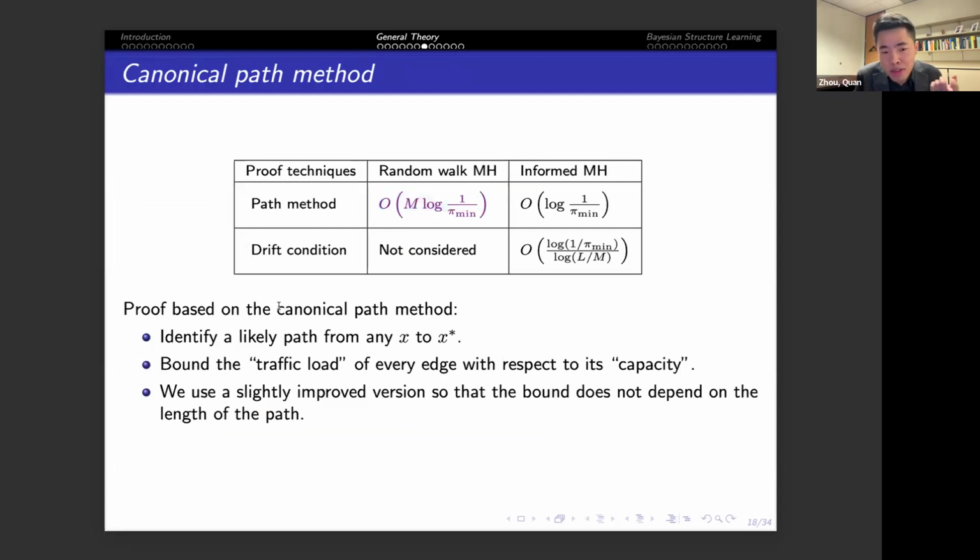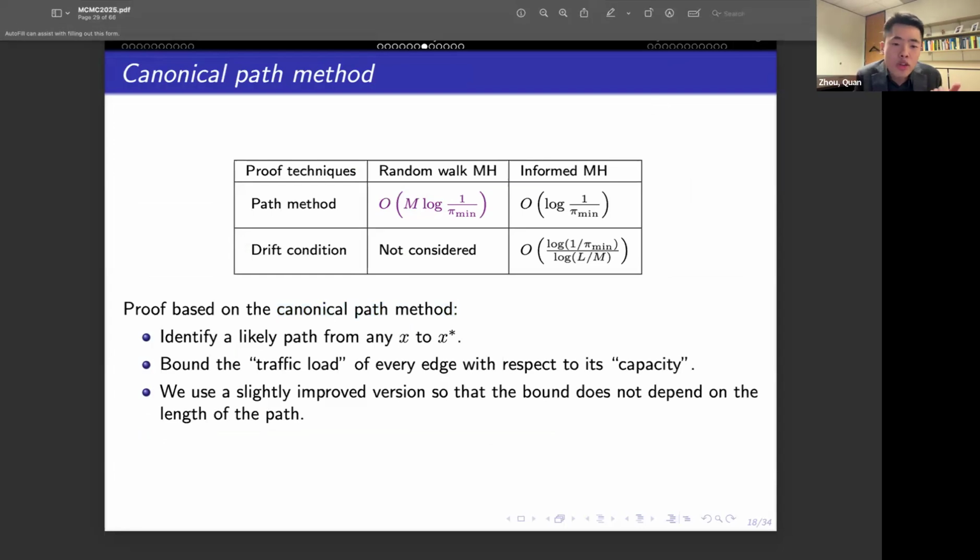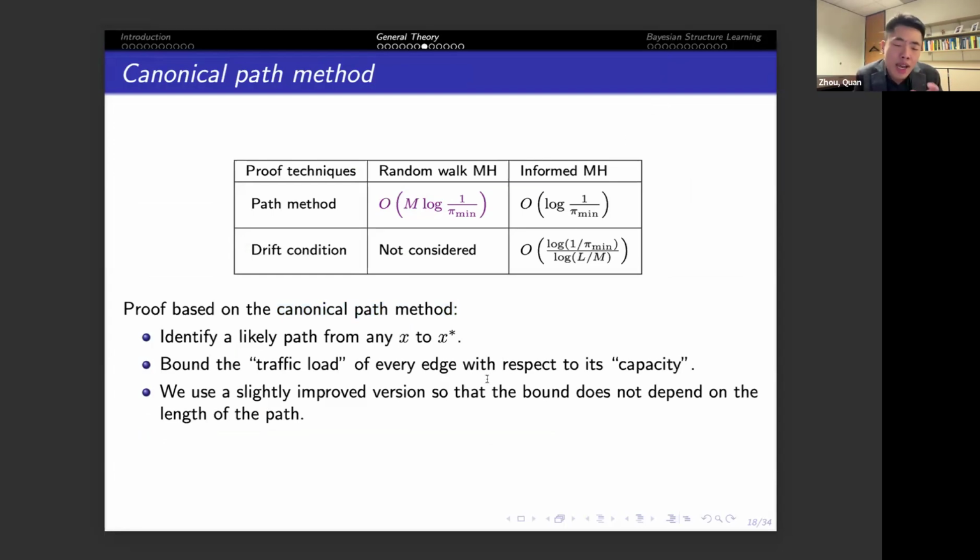So you just consider the classical canonical path method, which basically means that you identify a likely path from any state x to x star. And once you can identify this path, you analyze the congestion at every edge. By congestion, I mean that you quantify the traffic load of every edge, and you also quantify the capacity of every edge. Then you consider the ratio of traffic load against capacity, and you can quantify the congestion. This congestion parameter yields a bound on the spectral gap, and the spectral gap yields a bound on the mixing time.